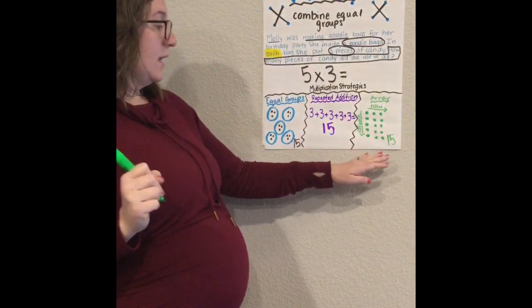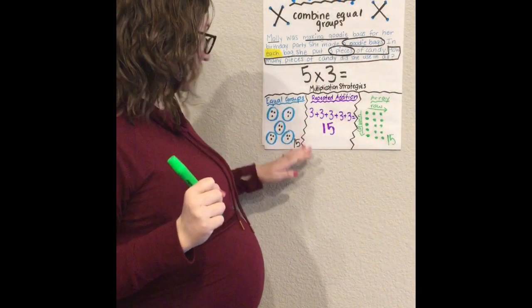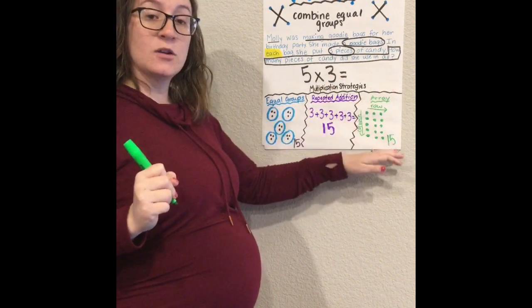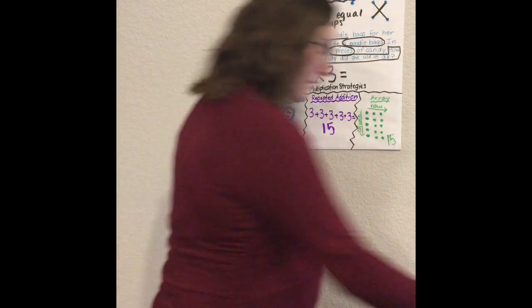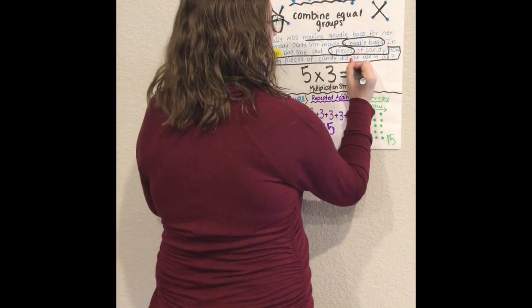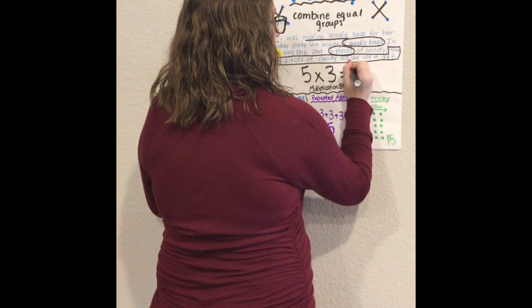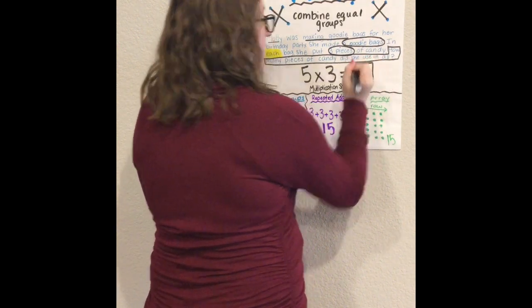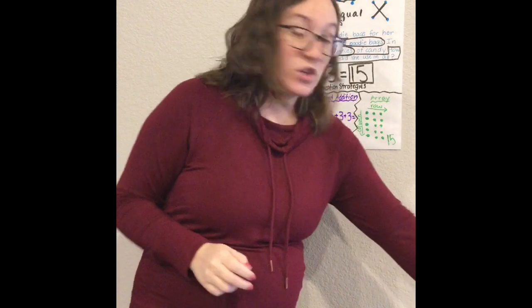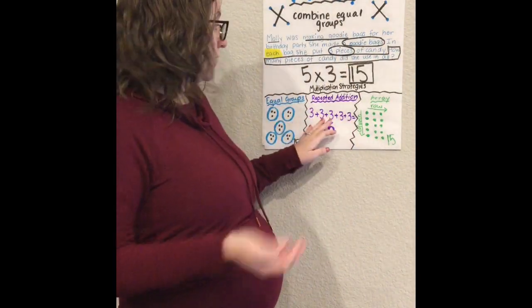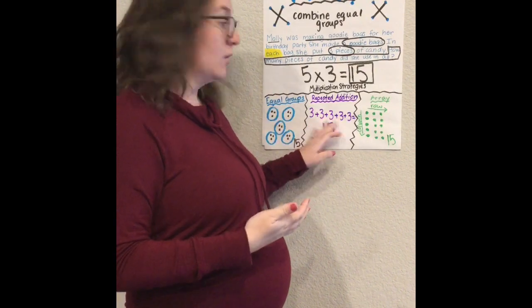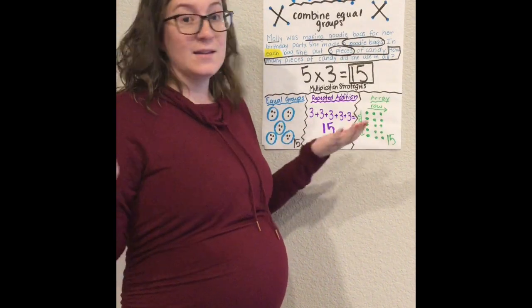So when we're looking here, all three strategies, equal groups, repeated addition, and array came up with the same number, which was 15. So it looks like Molly has 15 pieces of candy that she used in all for her goodie bags. Which strategy do you like best? Do you like equal groups drawing a picture? Do you like seeing the repeated addition of skip counting? Or do you like seeing the array? It's up to you to choose.